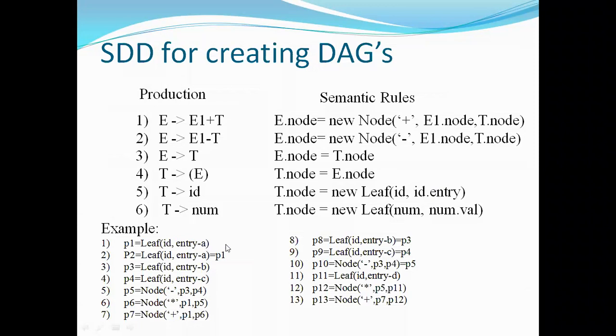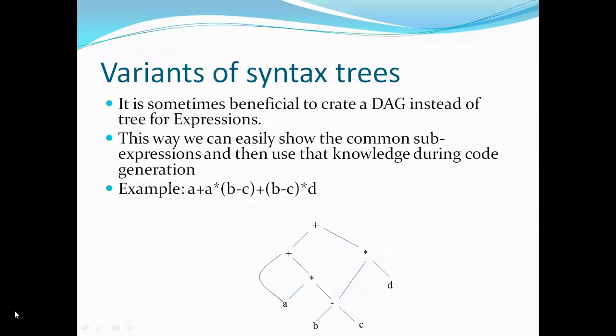So A plus, and again P2 is equal to, there are two A's in the expression. Once all of you note down this expression: A plus A into B minus C plus B minus C into D. For this expression, we are generating the semantic actions, and based on them we are performing the reverse engineering. That means we need to draw the syntax tree for the expression.